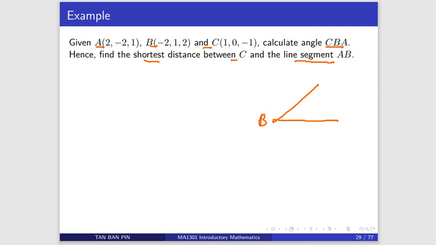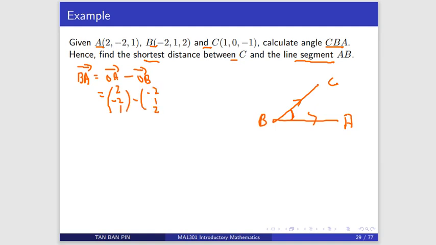So I mentioned that to find the angle between two vectors, the vectors must both be pointing out from the same point. So you can consider a diagram like this, BA, BC. So angle CBA is the angle between vector BC and BA. So you'll find vector BC and vector BA. So vector BA is OA minus OB. So you'll have 2 minus 2, 1 minus 2, 1, 2.